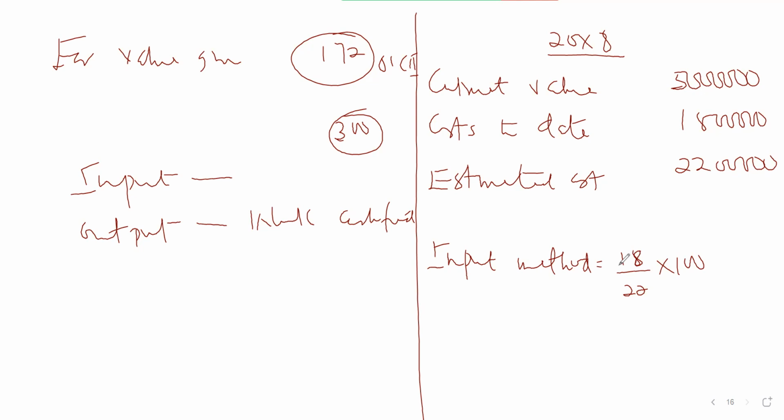So we have 1.8 divided by 4.0. So the input method is the cost up to date over the total cost to complete the contract. So 18 over 40 times 100. What are you getting? 45%. So it means that with 45%, our revenue that we are going to recognize will be 45% of the contract value. So 0.45 times 5 million. What are you going to get?